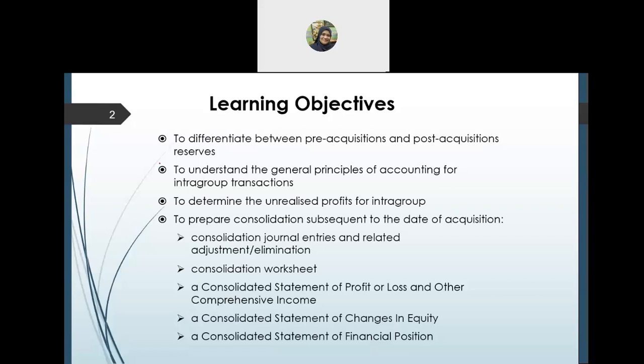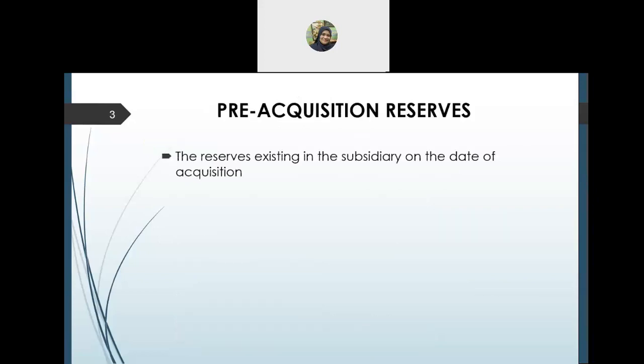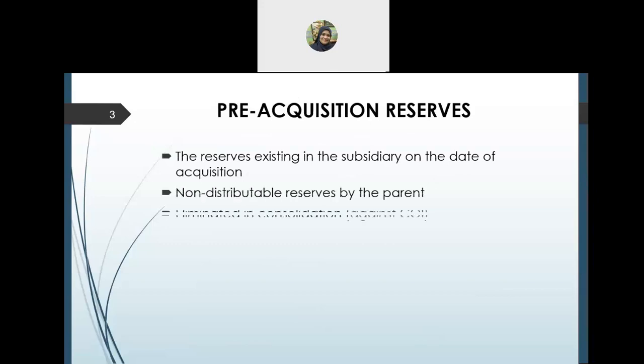For the objective here, we're going to differentiate. I just want to focus on this one only, and later on I'm going to explain again about this one. We're going to differentiate between pre-acquisition and post-acquisition reserve, because in the reserve here, we have two types of reserve: either pre-acquisition or post-acquisition.